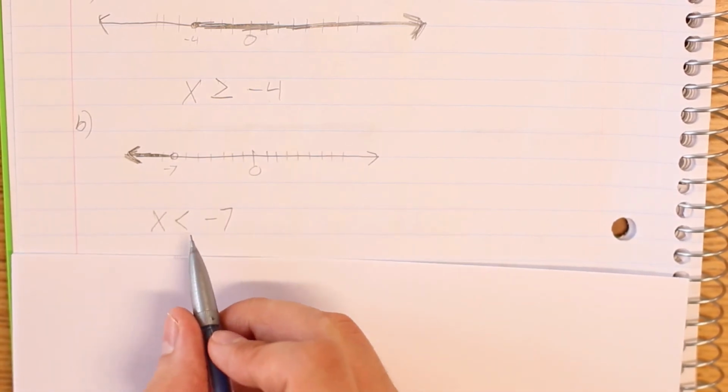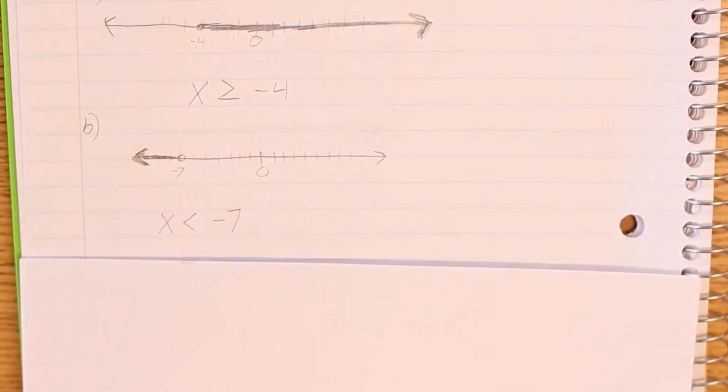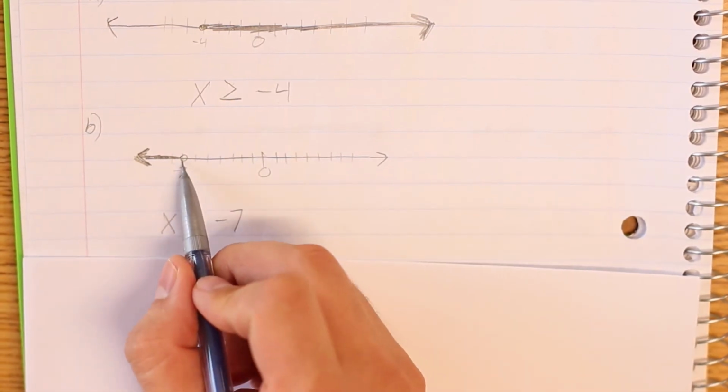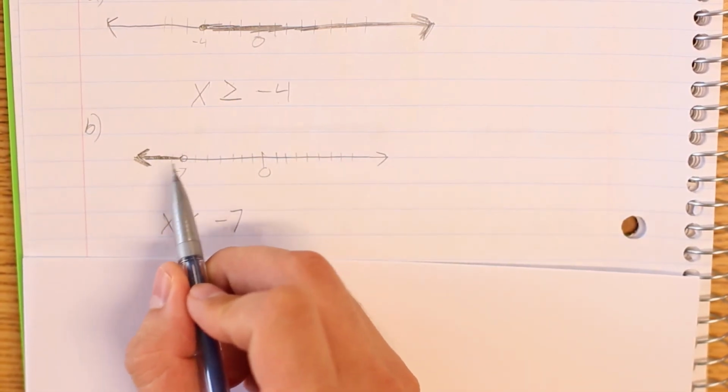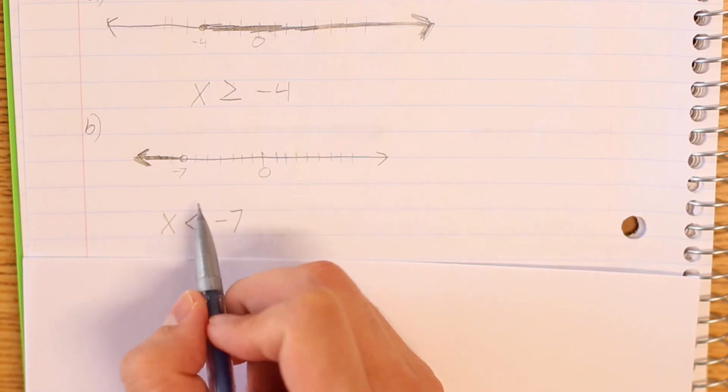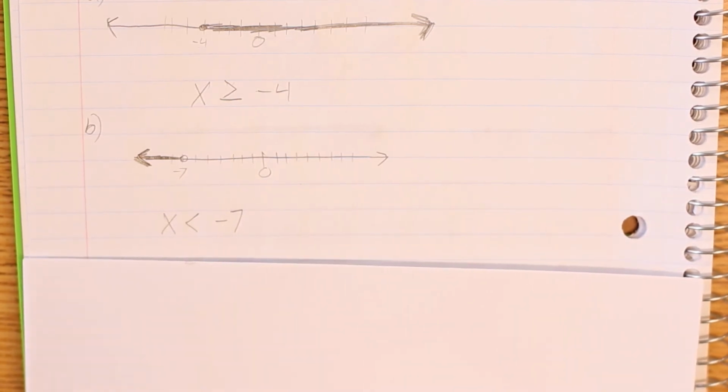Do I need to put a line underneath it? No, I don't, because if you look carefully, you'll notice that is an empty circle right there. So that means I cannot include -7 as my answer, so I just leave it as a less than symbol.